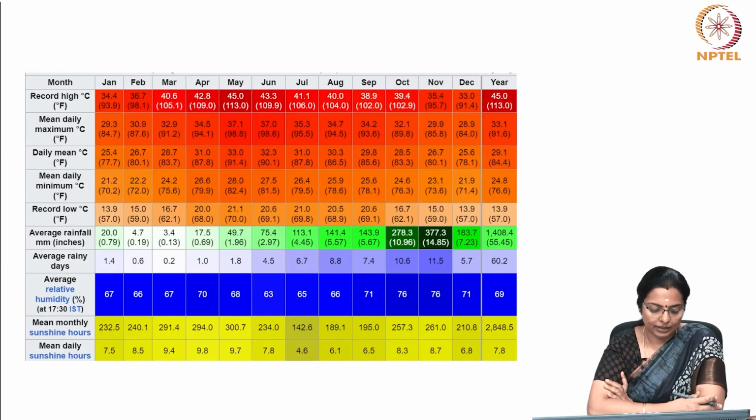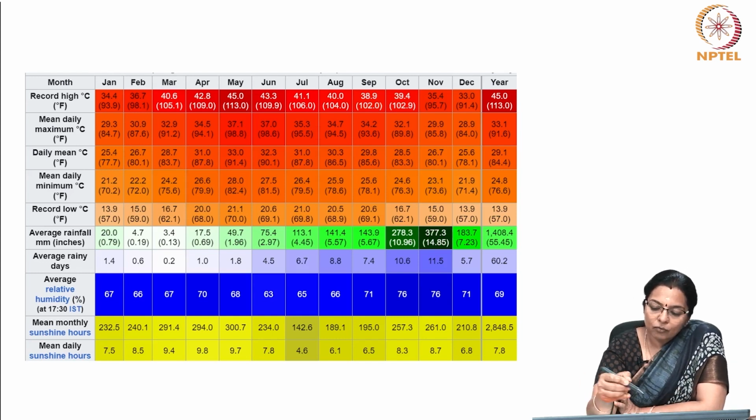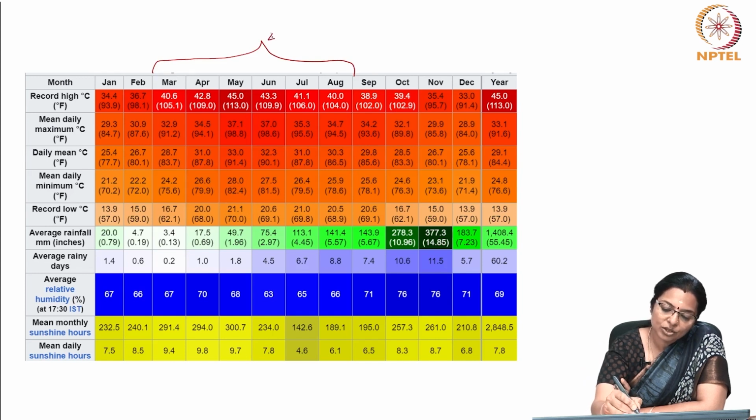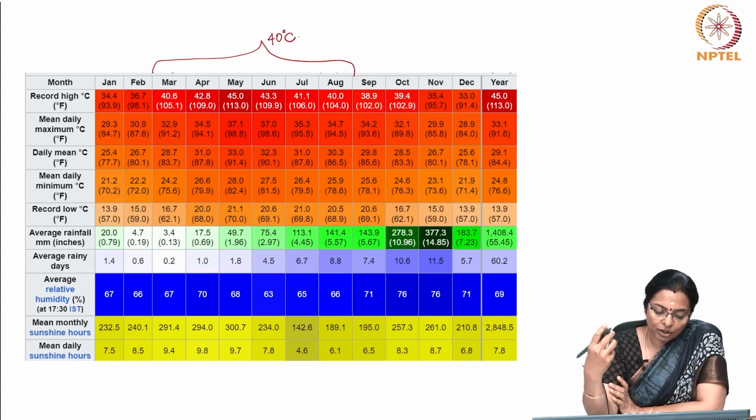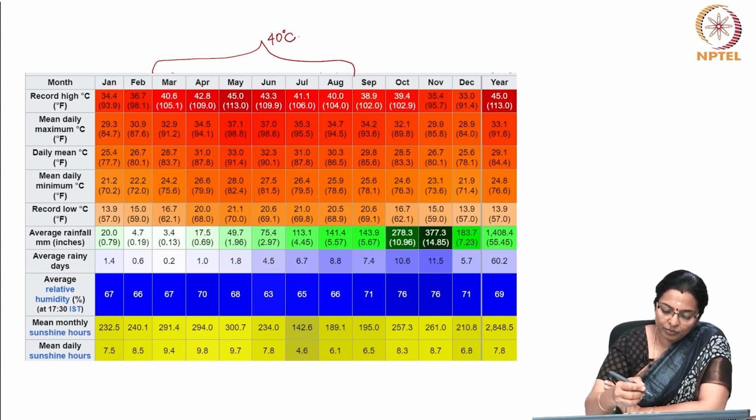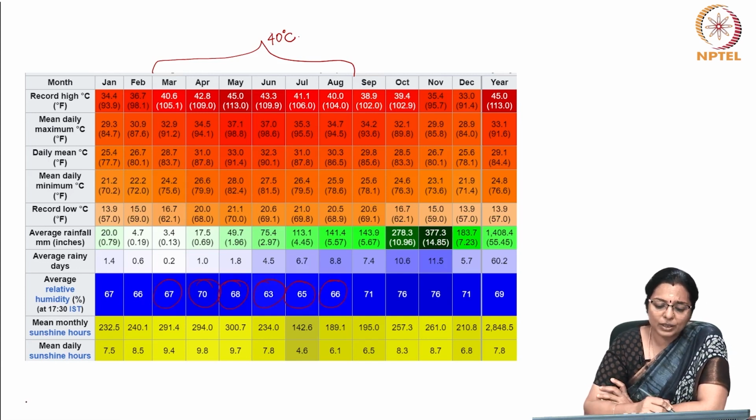Now, if we look at the climate of Chennai based on what is given by IMD, we can see that for a particular year, for almost 6 months, the record high temperature has crossed 40 degrees centigrade. So, if you look at the combination of the temperature and the relative humidity, you can see how taxing the climate could feel.